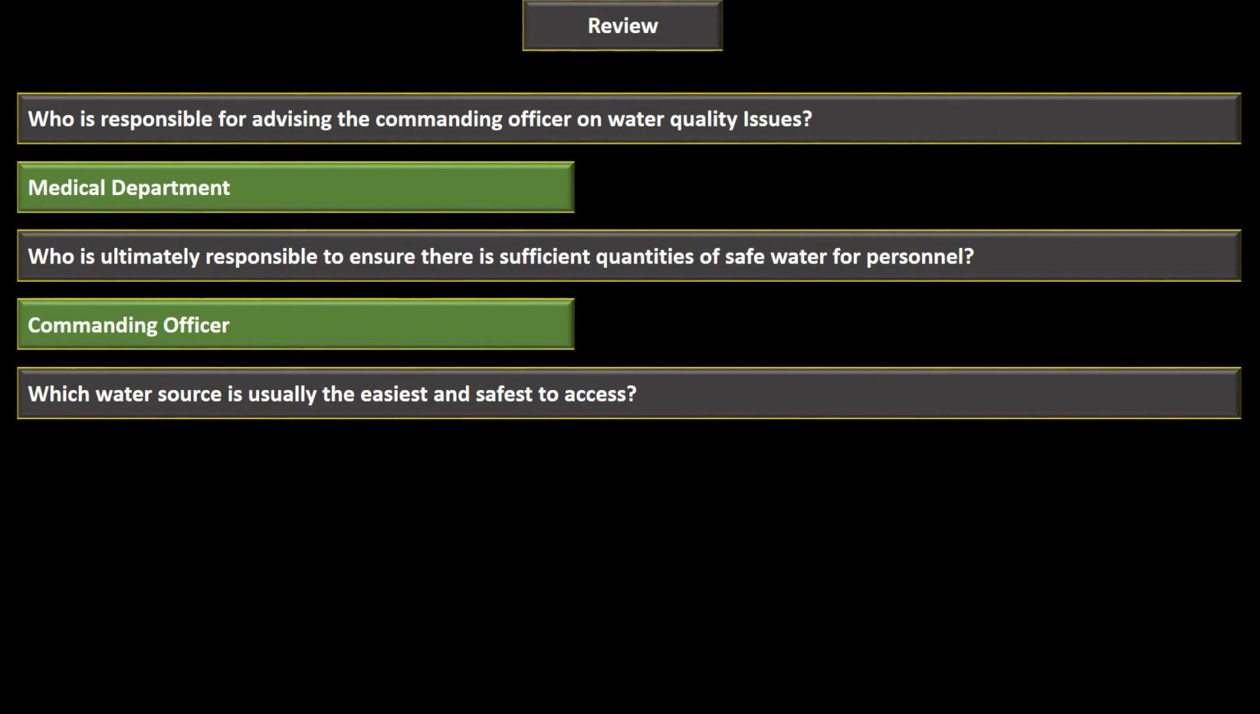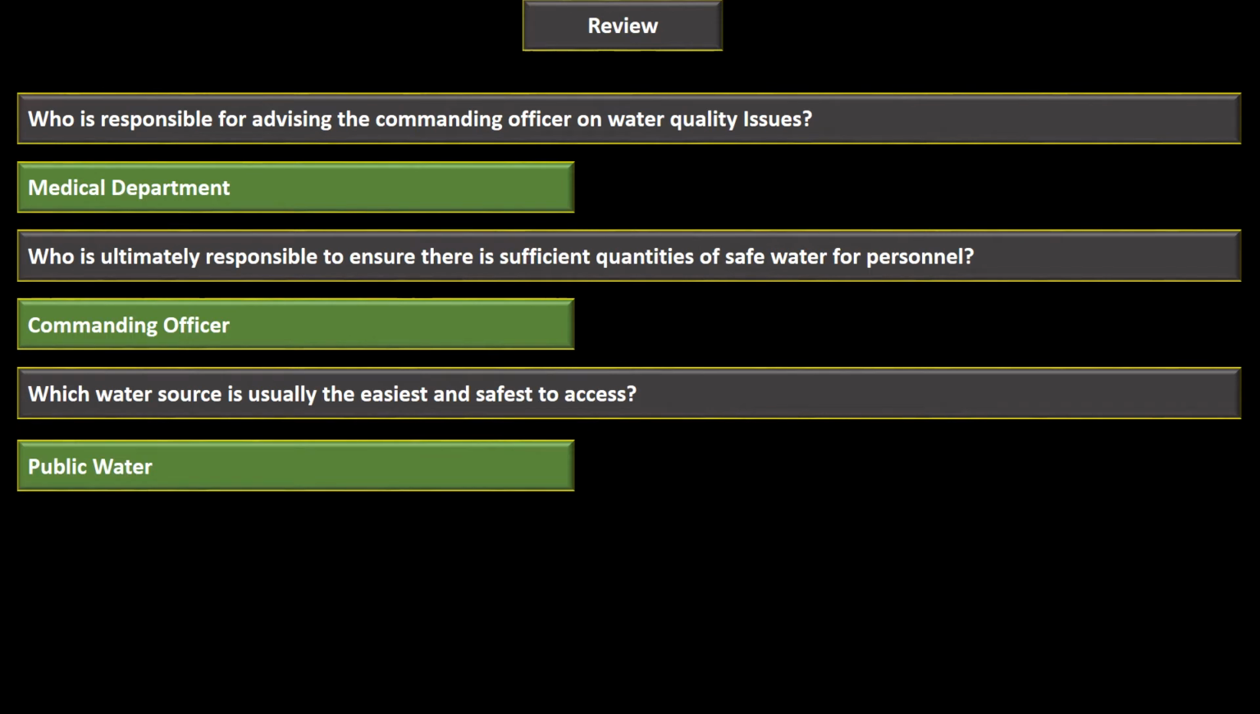Which water source is usually the easiest and the safest to access? Your public water systems. A lot of times it's easier to get to the public water systems, and they've already been treated, but they still need to be evaluated by medical.